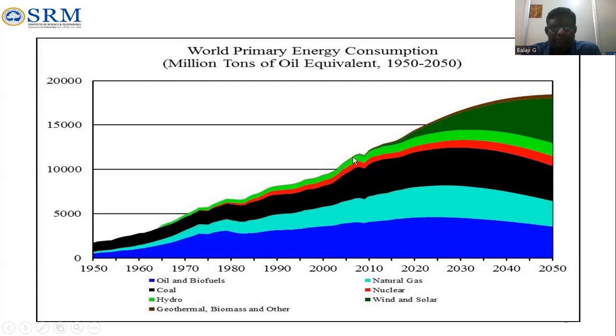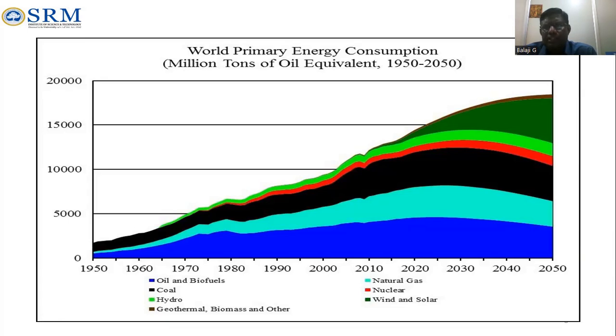Next comes wind and solar. See, wind and solar, around 2000 it started picking up, but it is increasing very rapidly. The increase is very rapid. In future, it will increase further and that will dominate. Presently, the coal-based is dominating, and oil and biofuel is also dominating now because we are not only taking the source for energy and electricity production, we are also taking it for the automotive industry.